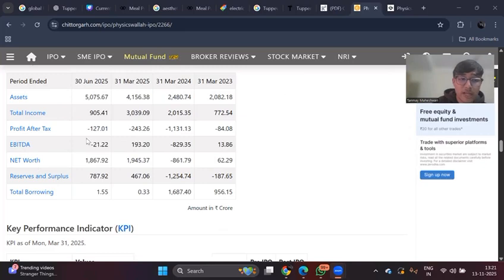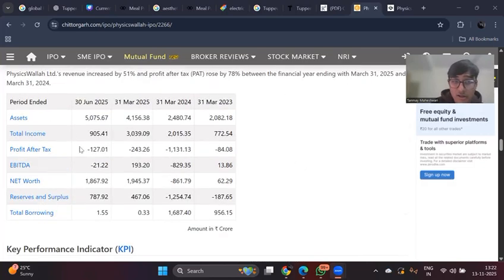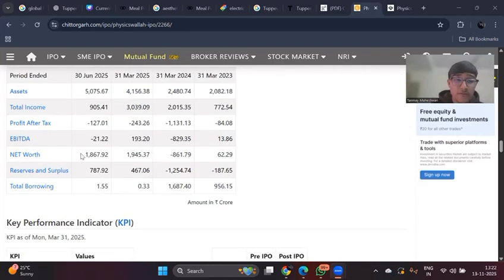Then, if we look at the profit after tax, the company has been in losses consistently, and a major loss, over 1,000 crore in losses in FY24, 1,131 crores. This is majorly because the company has been focusing on growth and expansion. So, capex. But there is uncertainty regarding profitability because even in the first quarter of FY26, the company has shown a negative profit of 127 crores. Then if we look at the EBITDA, it is negative for the first quarter of 2026. Last year, it was positive, then negative.